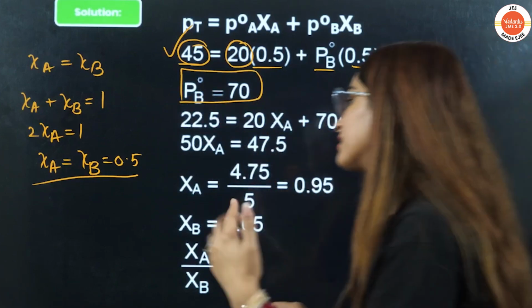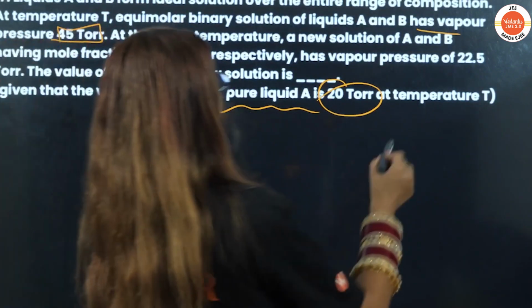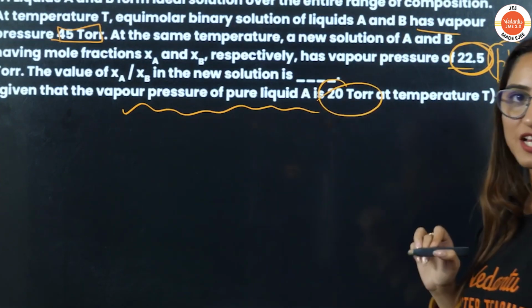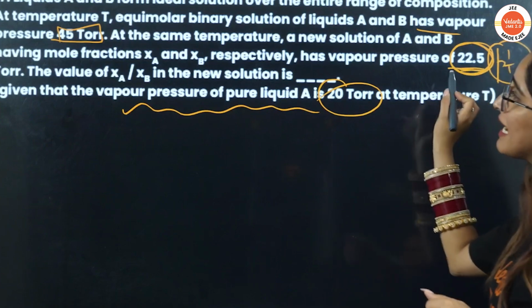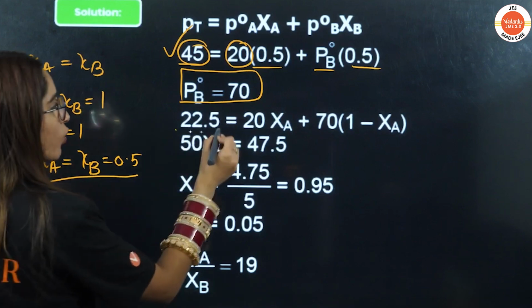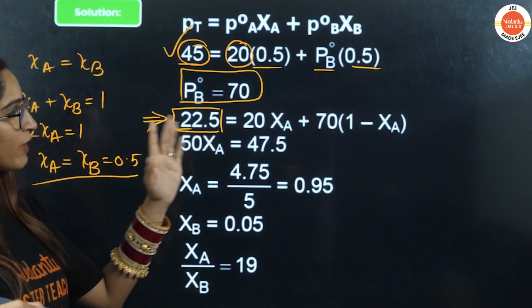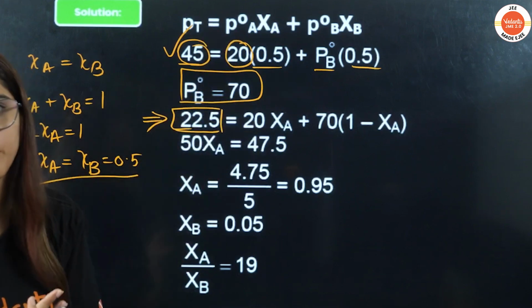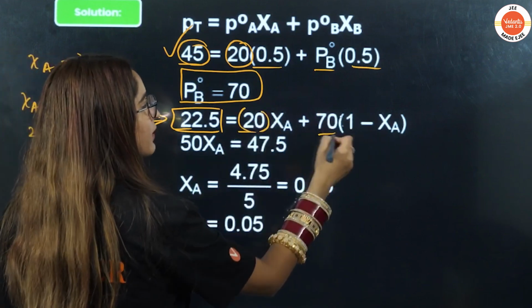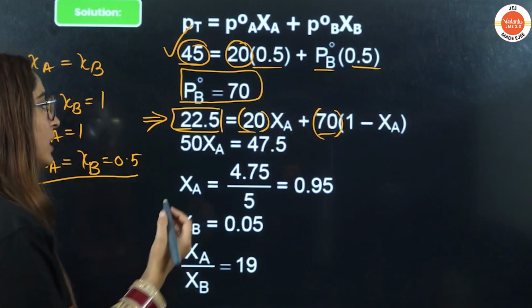Then they are saying at the same temperature, now the next line is, when the vapor pressure of that solution becomes 22.5, this is PT dash, what is the ratio of mole fraction of A and B? That means here, in a different case, the total pressure is 22.5. The pure vapor pressure of the solvents is going to remain the same, that is 20 here and this is 70 here. Now you just solve it for either mole fraction of A or mole fraction of B. You calculate this.